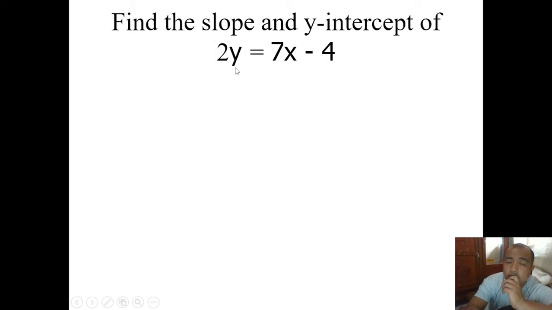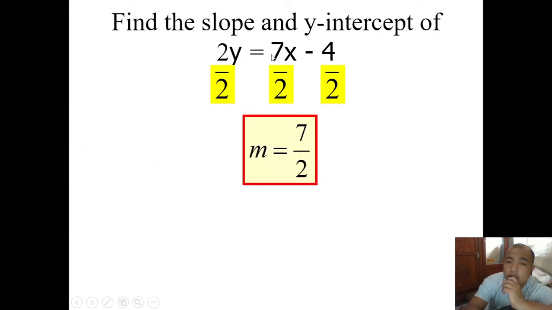How about this? Find the slope and y-intercept of 2y equals 7x minus 4. First, we divide all terms by 2, because the slope-intercept form is y equals mx plus b, so we must get rid of the 2 on the left side of the equation. So it becomes y equals 7 halves x minus 2. That means the slope is 7 halves, while the y-intercept is negative 2. 4 divided by 2 is 2.